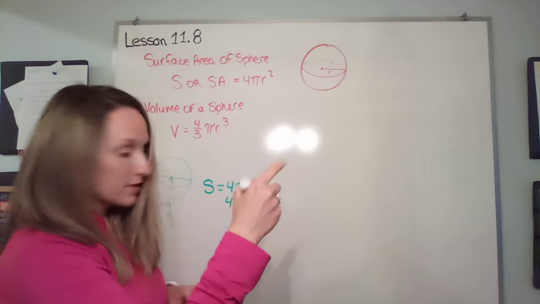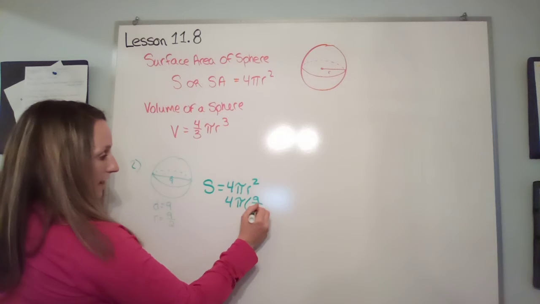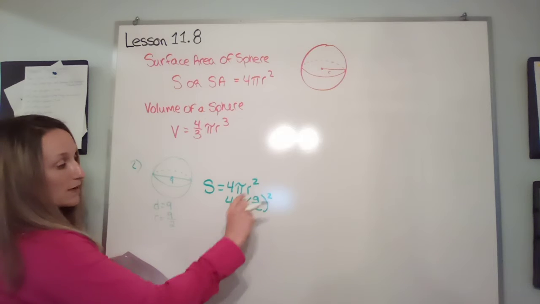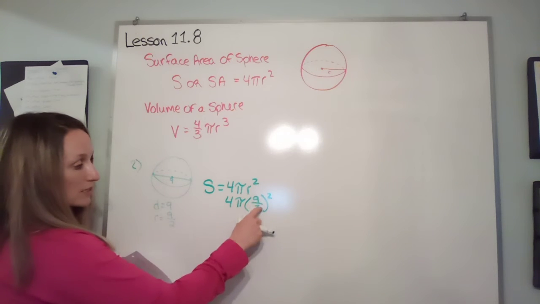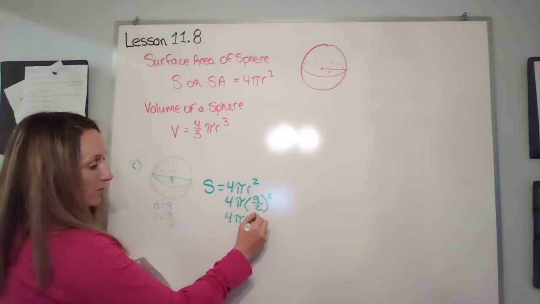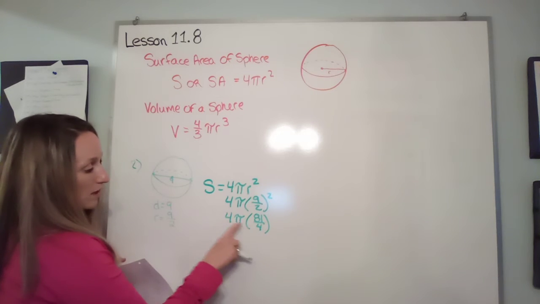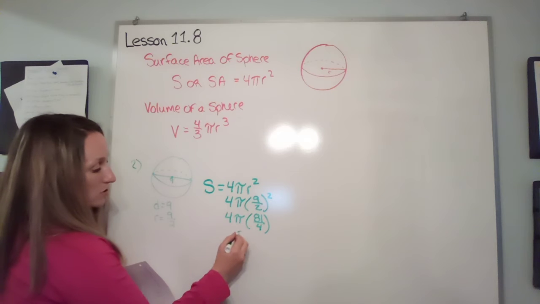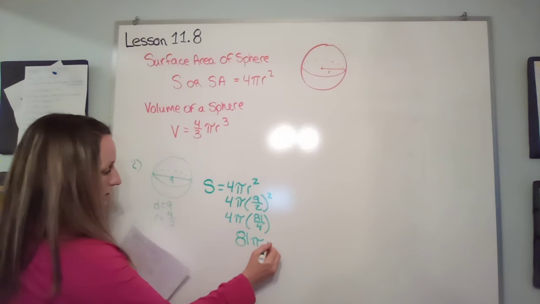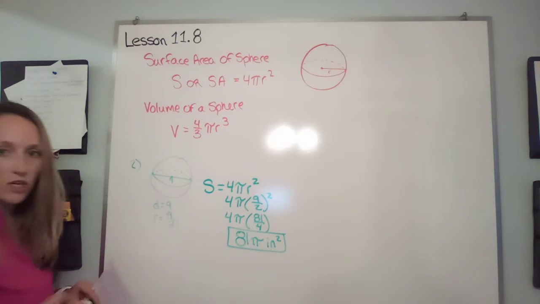Sorry, my daughter's still doing gymnastics. We're going to substitute in the radius, which is 9 halves, and we have to square that. So make sure you square 9 halves by multiplying 9 halves times 9 halves, or square the 9, square the 2. You have to square top and bottom. So it's going to be 81 over 4. The 4 and 4 cross simplify. So you just have 81 pi, and it's inches squared. So that's problem number 2.